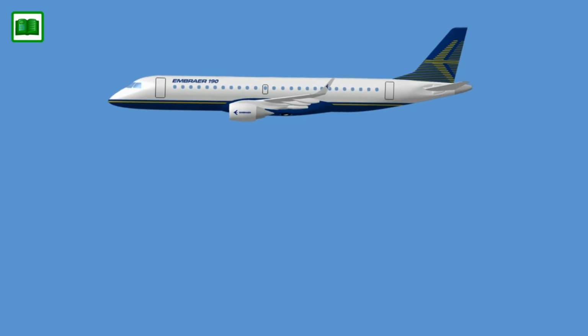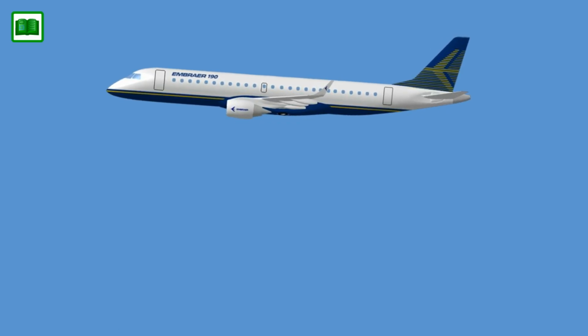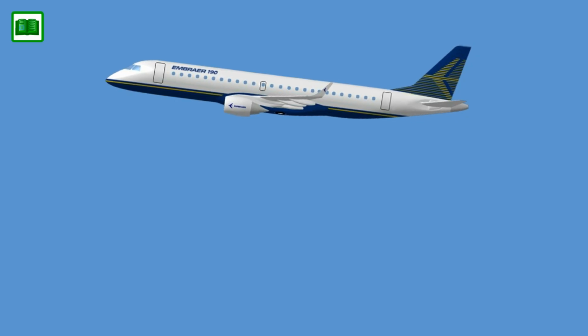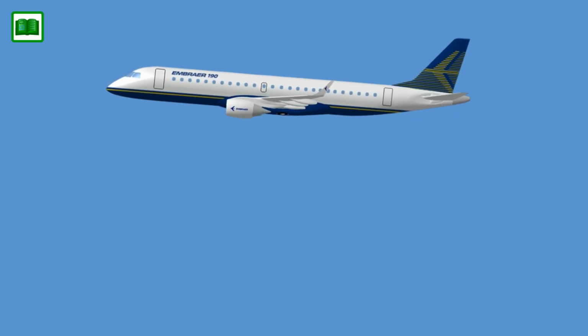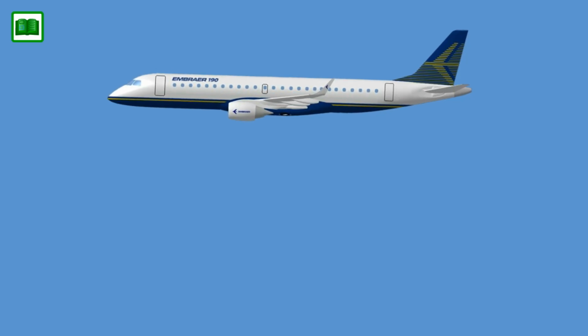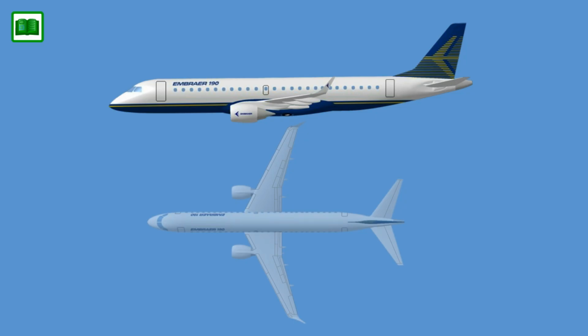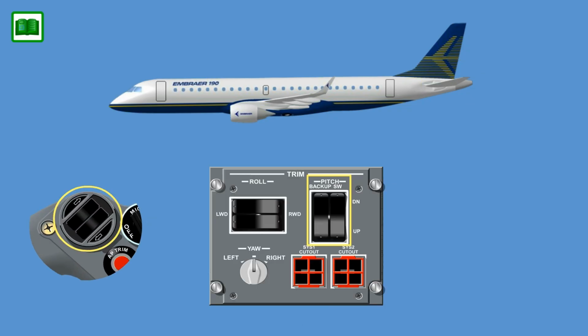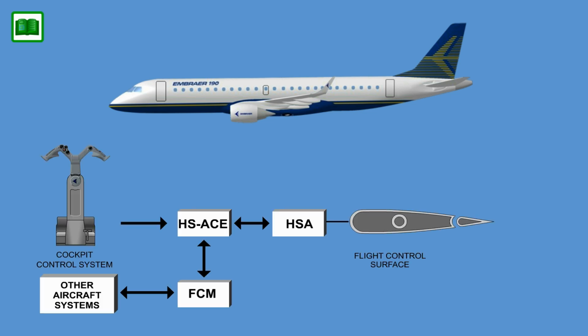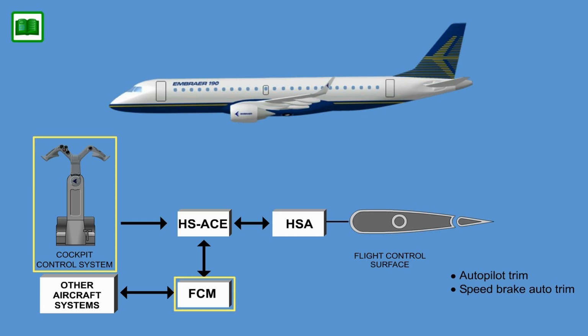The horizontal stabilizer trim control system, as a part of the pitch axis control system, provides the installation for trimming the aircraft around the aircraft longitudinal axis. The system controls the movable horizontal stabilizer using the pilot, co-pilot, and backup trim switches for manual pitch trim, and a combination of inputs from the automatic flight control system and the flight control module units for autopilot trim and speed brake auto trim.